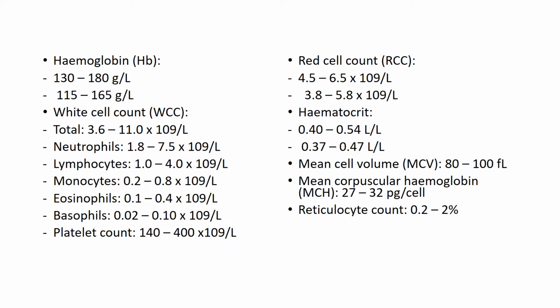Lymphocyte 1 to 4 times 10 to the power of 9 per liter. Red cell count normal between 4.5 to 6.5 times 10 to the power of 9 per liter. Hematocrit between 0.4 to 0.54 per liter. Mean cell volume between 80 to 100 FL. Mean corpuscular hemoglobin between 27 to 32. And reticulocyte count between 0.2 to 2%.